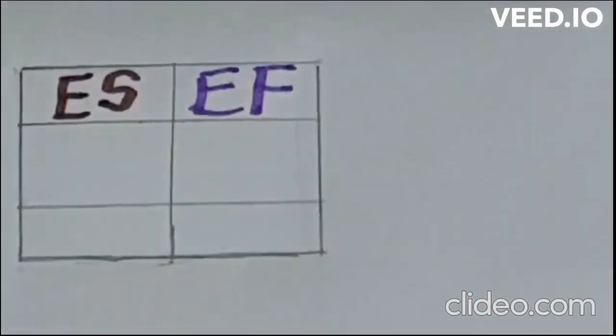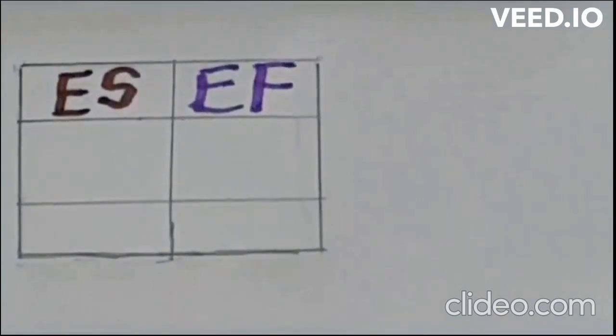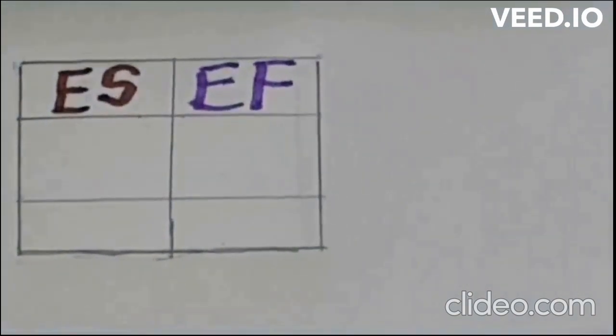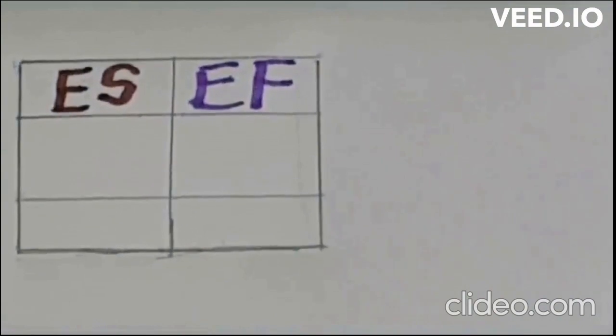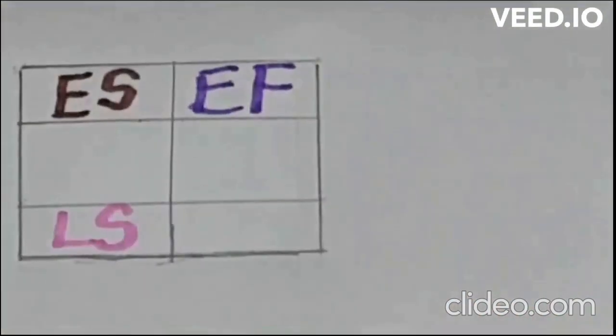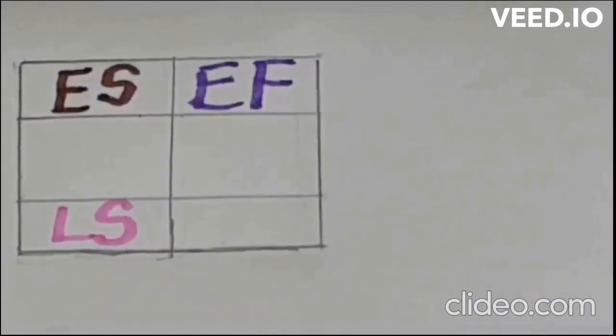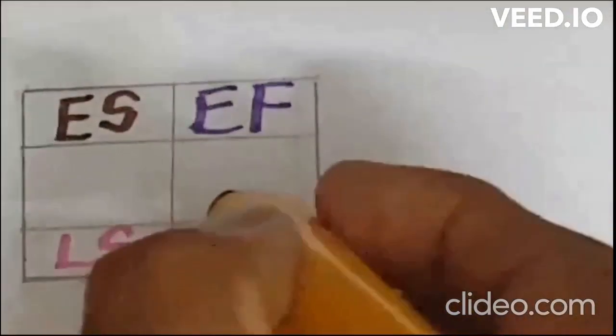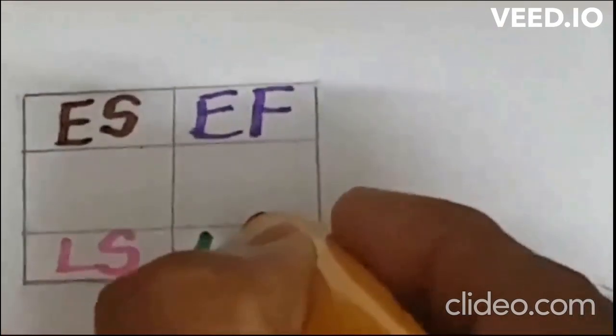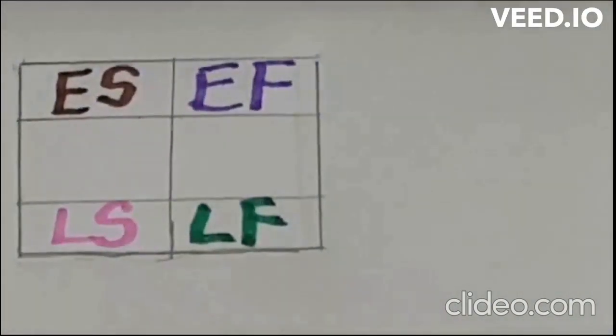And at the bottom, it represents the latest start. You write it as LS, and the last one represents the latest finish time, so you write it as LF. Okay, we'll stop here. We'll continue in the next.